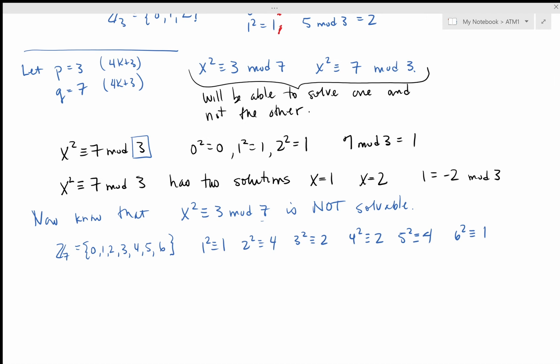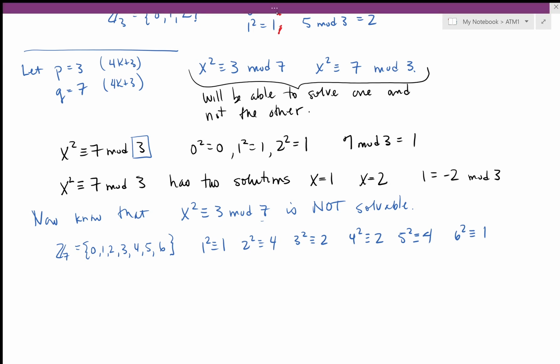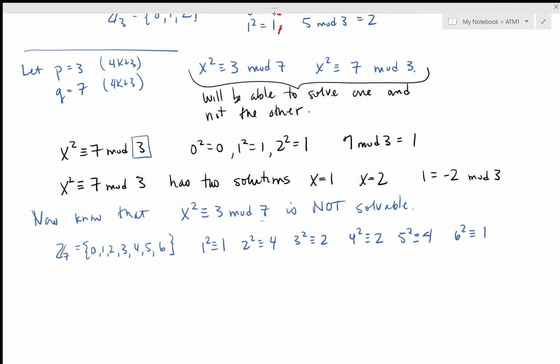So I've now checked all of the possibilities, and none of those numbers are 3. So I see that it's indeed not solvable, which is what I expected. There is no x such that x squared is congruent to 3 mod 7. I've checked, and I already knew it was not solvable via the theorem of quadratic reciprocity.